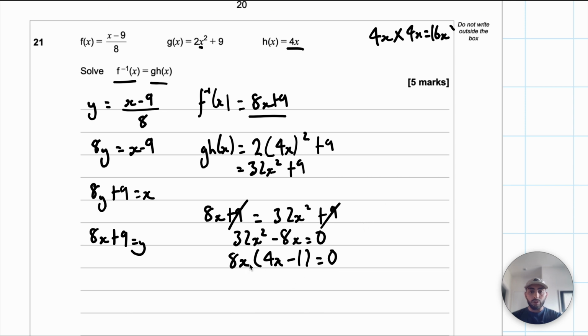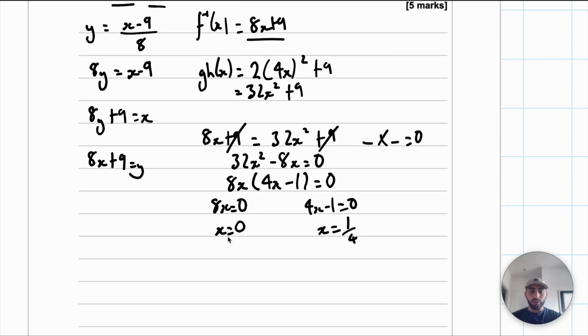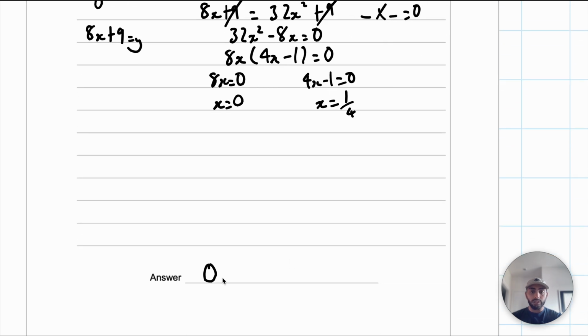This is telling me that I've got two numbers that are multiplied by each other to give me 0. So either this is going to be equal to 0 or this is going to be equal to 0. So the first one, 8x is equal to 0. X is going to have to be 0 for that one. For this one, 4x minus 1 is equal to 0. Solving this quickly, I get x is equal to 1/4. So I have two answers, 0 or 1/4.